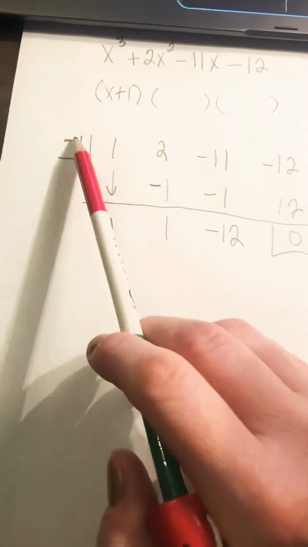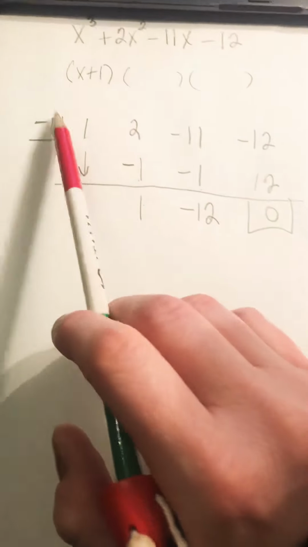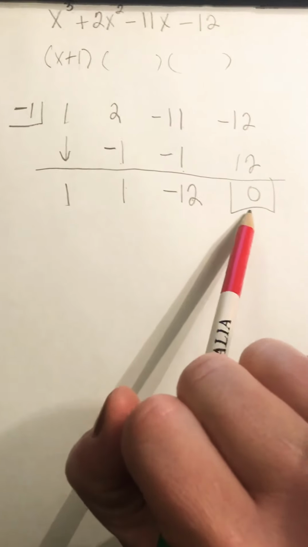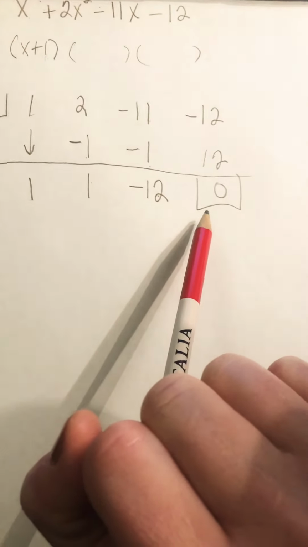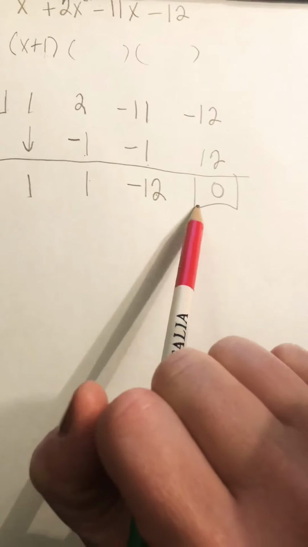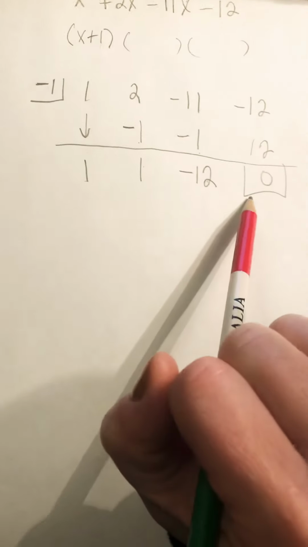So here I have a 0 remainder, which I knew was going to happen, right? Because they're telling me x plus 1 is a factor. That means I'm supposed to get a 0 remainder, because if it's not a factor, then I would have a remainder. So if you got a remainder, then you should know something was wrong, right?